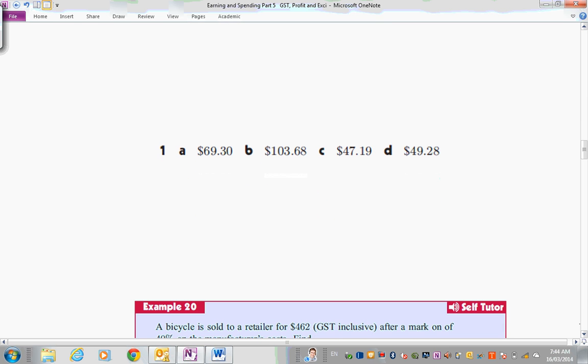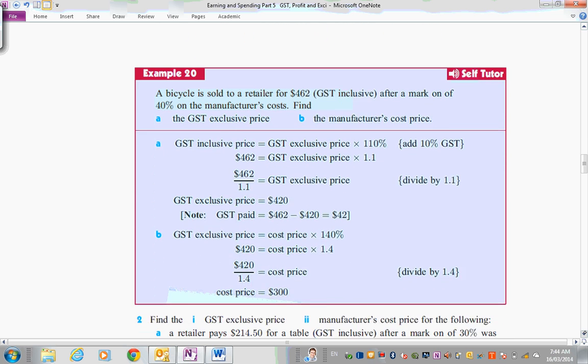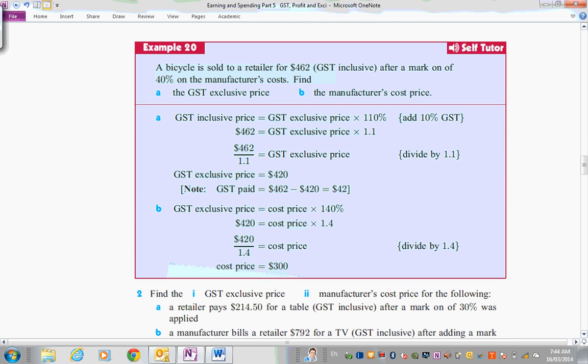All right. Let's move on and see what other calculations we need to do to reach those final prices and to understand what's really happening. A bicycle has been sold to a retailer for $462. That already has GST included in it after a mark-on of 40% on the manufacturer's cost. And I told you this is more realistic, this markup or mark-on. To cover the costs of making these things in Australia, you do need quite a bit of a markup.